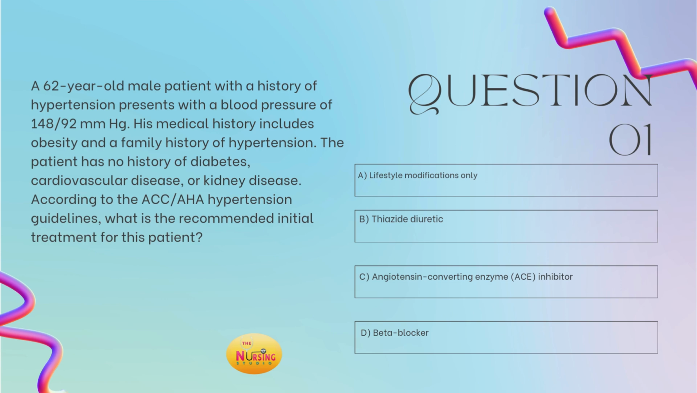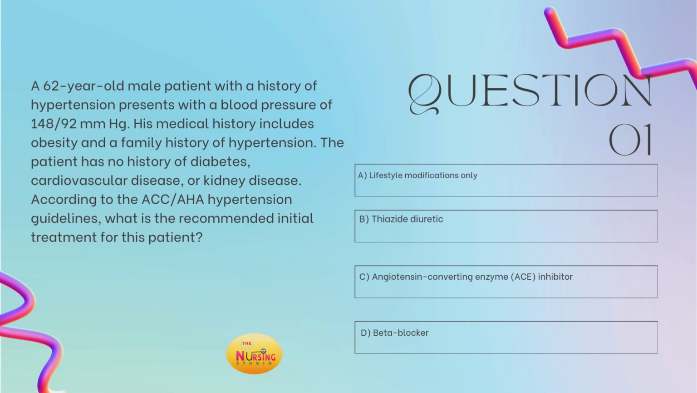All right, so y'all know I always recommend reading the stem of the question first, as it allows you to slow down to ensure you're answering what is even being asked of you. So here the stem of the question states, according to the ACC and AHA hypertension guidelines, what is the recommended initial treatment for this patient? All right, so we're talking treatment for hypertension, right? So let's run it back and see what's going on with this patient so we can see how to follow the guidelines and treat accordingly.